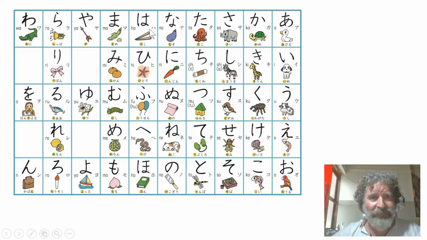This particle, wa, is called a topic marker. This particle, no, is called a possessive marker. It indicates that whatever it follows is modifying somehow the noun that follows. Nihongo no kyoshitsu. What kind of kyoshitsu is it? It's a Japanese kyoshitsu. So Nihongo is a noun, kyoshitsu is a noun. So to join those two nouns, you need a no in between. Whatever goes before that no is modifying what comes after it. That's the best explanation of the functioning of no.